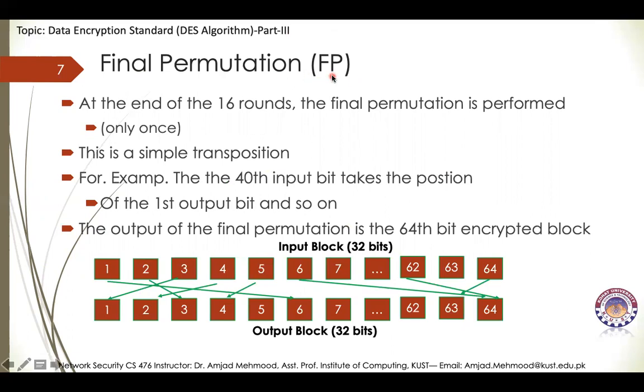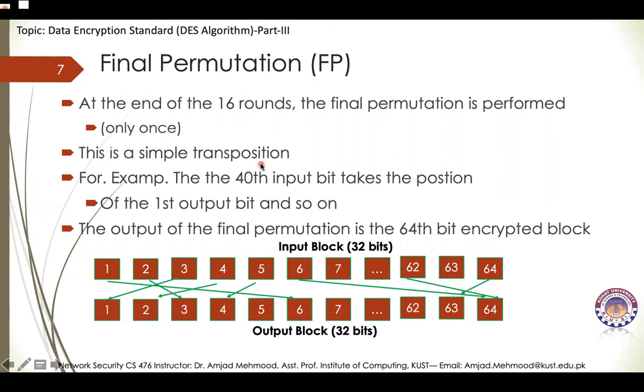This is performed once, like the initial permutation and the final permutation. It is performed at the end of all the rounds. The initial permutation is performed before the first round, and the final permutation is performed after the 16th round. As you know, DES is based on a total of 16 rounds.